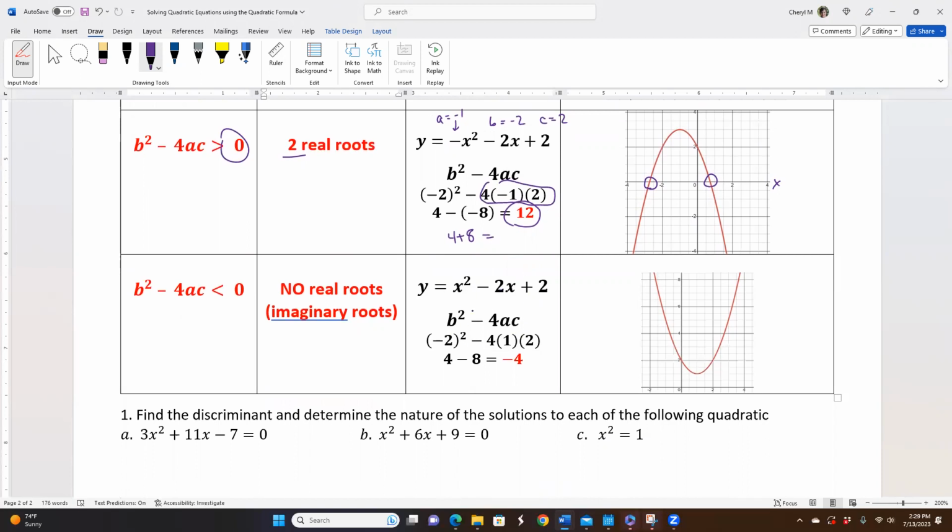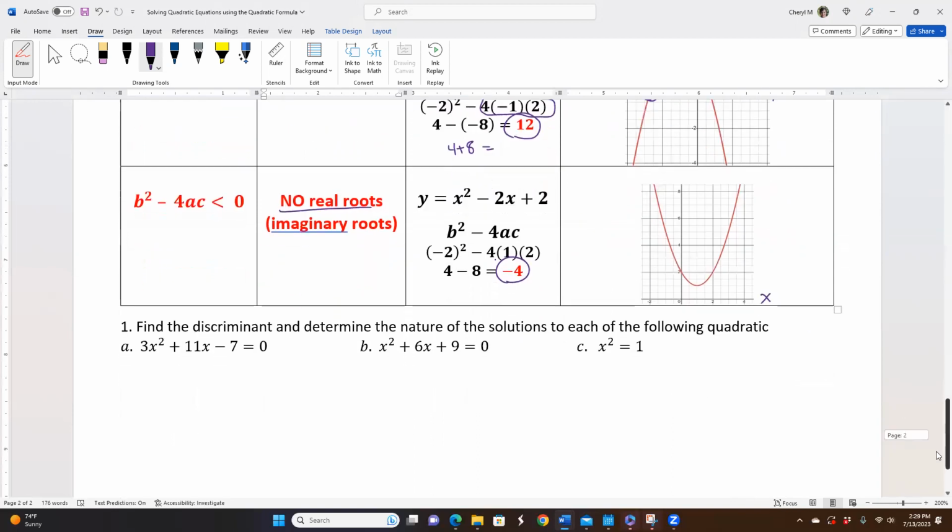The b squared minus 4ac is -2 squared, or 4, minus 4 times 1 times 2. So here you're subtracting 8, regular 8. So you get -4. And this parabola floats above the x-axis, doesn't cross it at all. So there are no real roots or no real solutions. There are imaginary number solutions, but that doesn't have a place for us on the graph, because we graph real numbers.